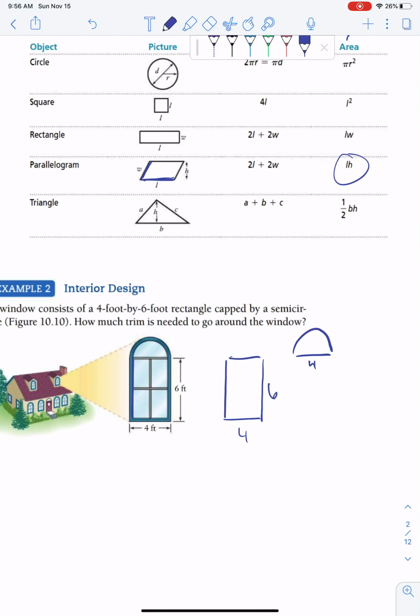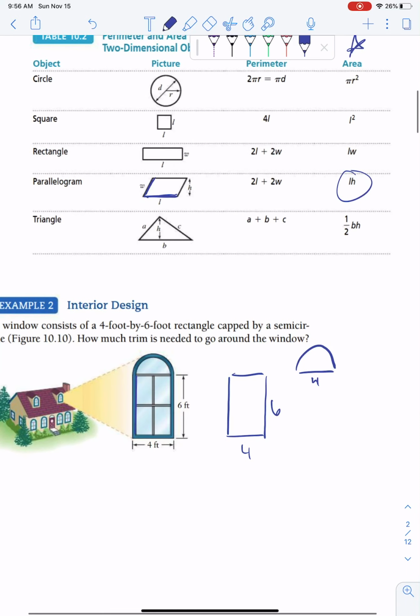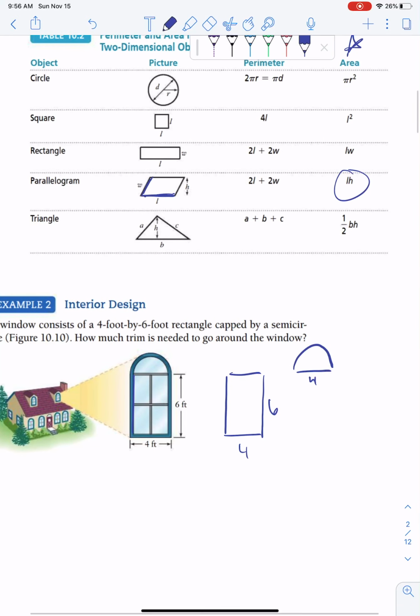Now, even though I have these great formulas, if I'm not careful about using them and knowing what I'm using, I'm going to get in trouble. I know that the perimeter of a rectangle, it tells me right here, perimeter of a rectangle, nope, that's area. Perimeter of a rectangle is 2 of the lengths plus 2 of the widths. Well, if I call this my width and this my length.